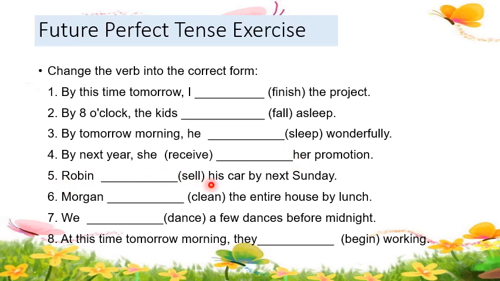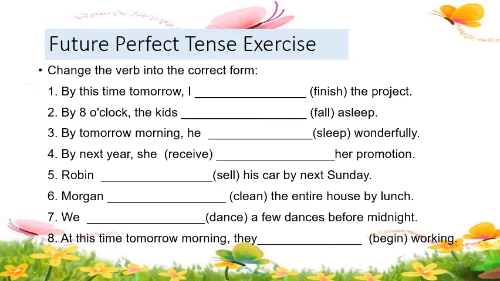Robin dash sells his car by next Sunday. Morgan dash clean the entire house by lunch. We dash dance a few dances before midnight. At this time tomorrow morning, they dash begin working. Now let's see how we can change these sentences into future perfect tense.